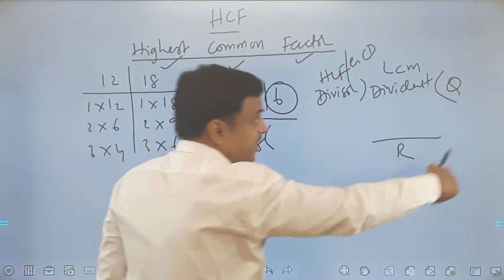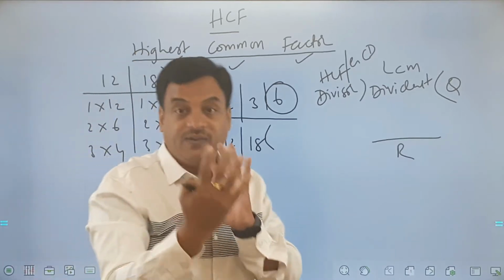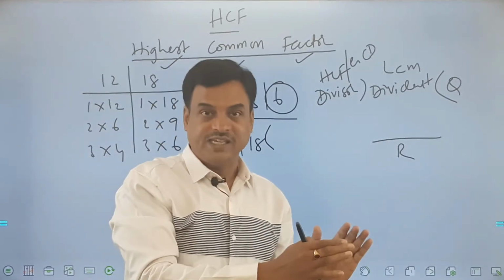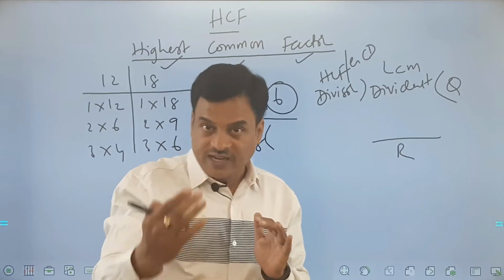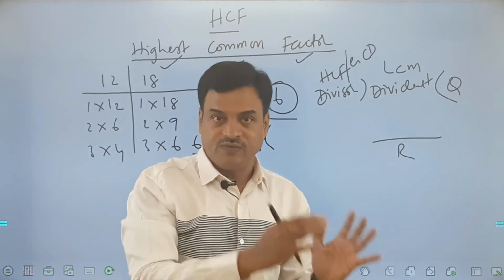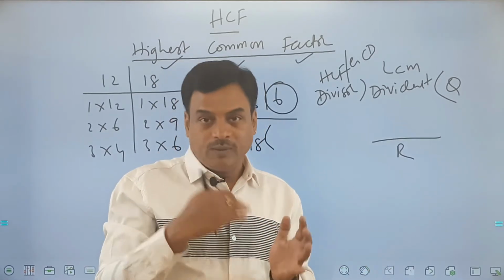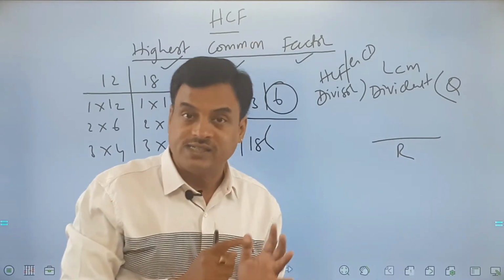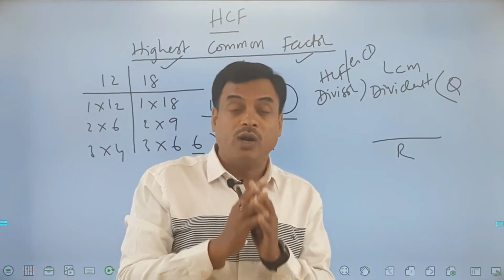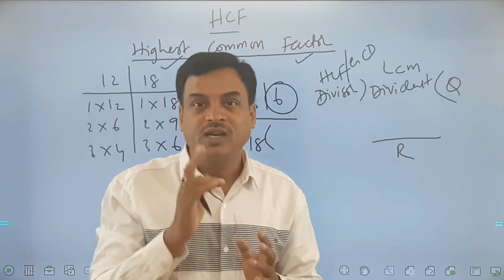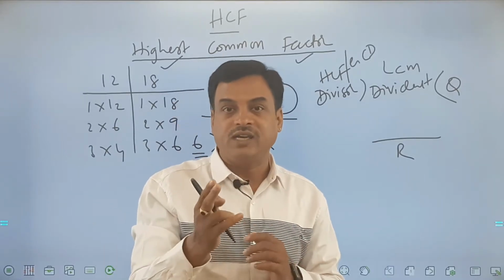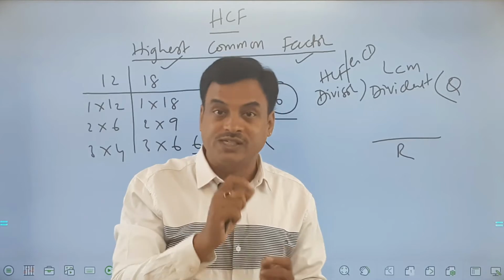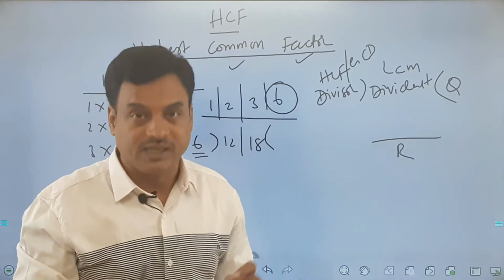So when you read the question, if you think you want a dividend, then find LCM. If you think you want a divisor, then go for HCF. This is one of the hints on the basis of which we can decide whether to go for LCM or HCF. Believe me, the majority of people have confusion about whether to go for LCM or HCF. They think that both are almost the same, but they are two different things.